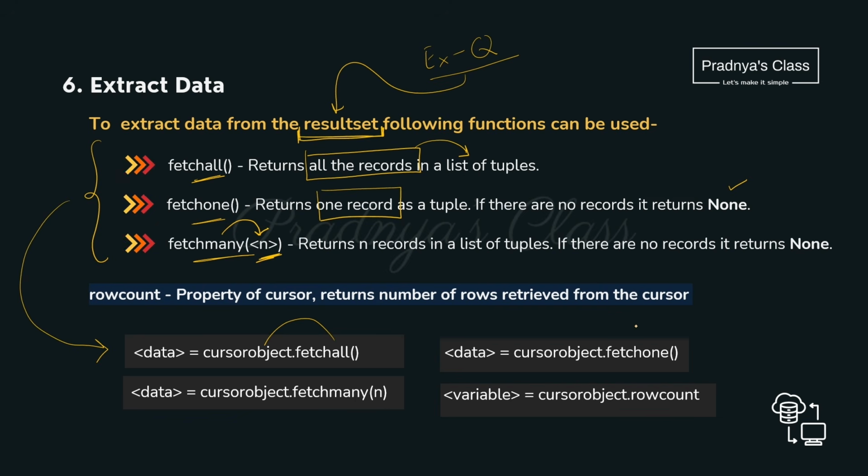Fetch all, fetch one and fetch many. There is one more property associated with the cursor object, that is called rowcount, which will count the number of rows retrieved by the cursor. So this is how it will work. It will give the count of the records.